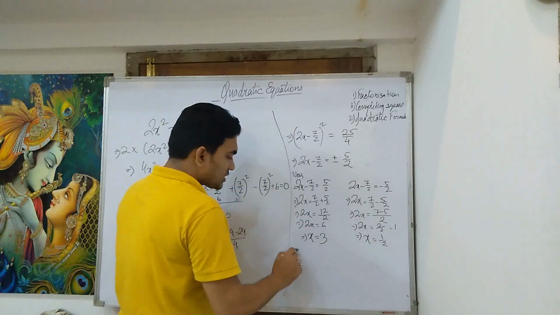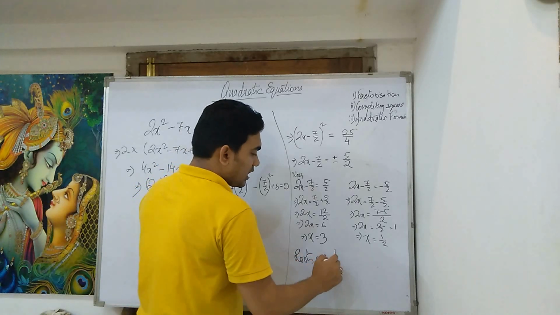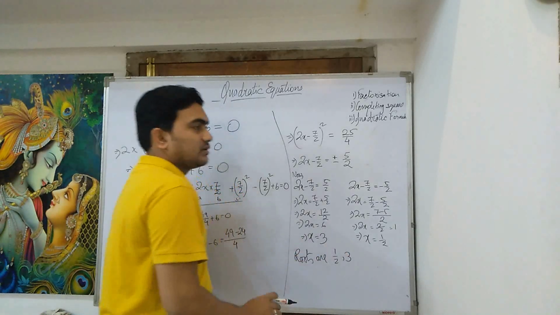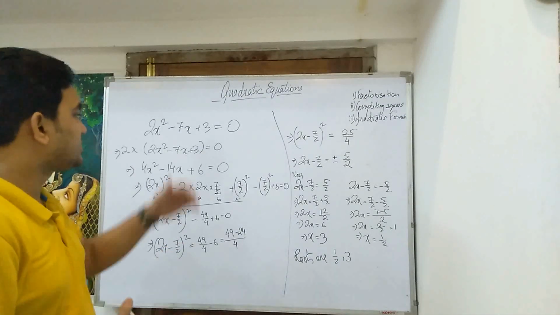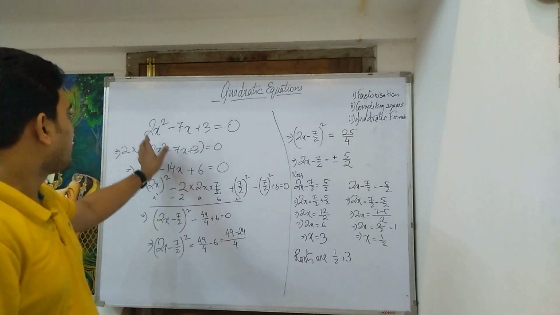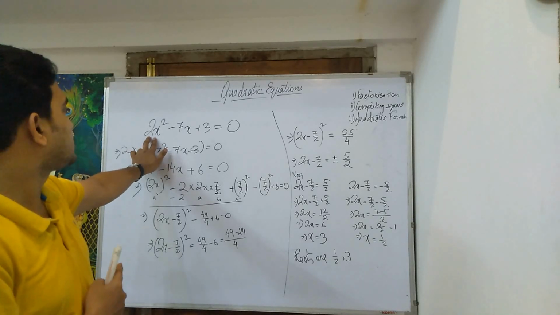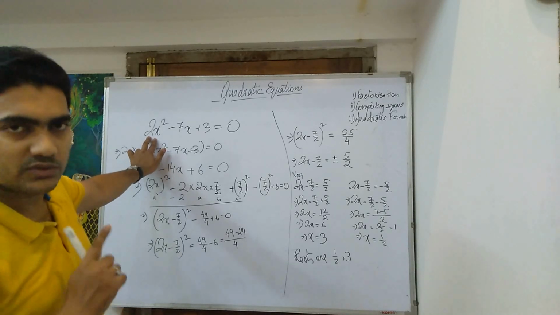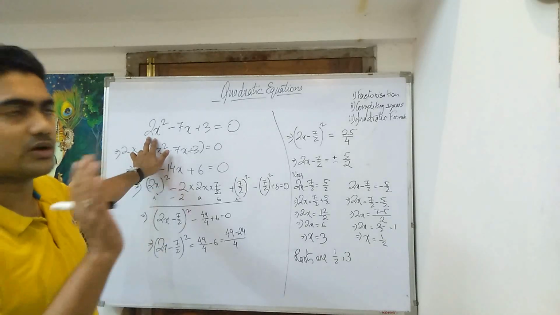So my roots are, in this case, half and 3. So whenever we use this completing the square method, we have to first of all focus on the quadratic term, whether it is of the form of a perfect square or not. If it is, we will move on to the second step.